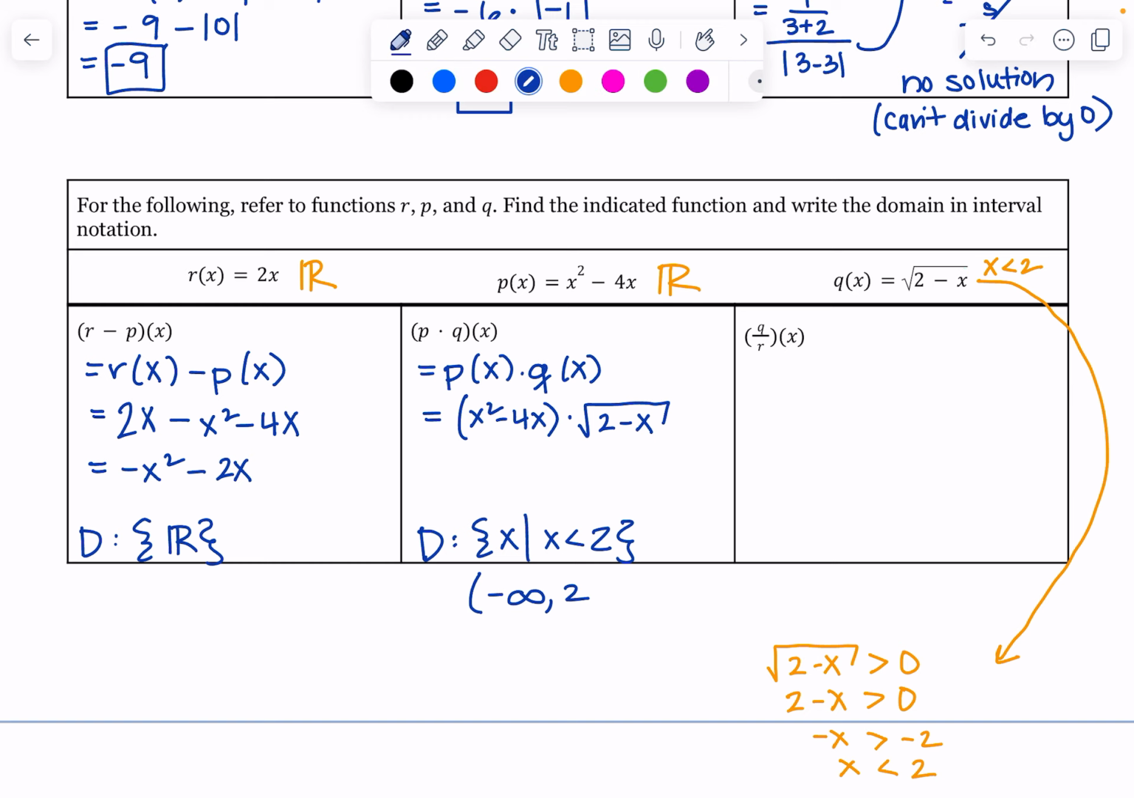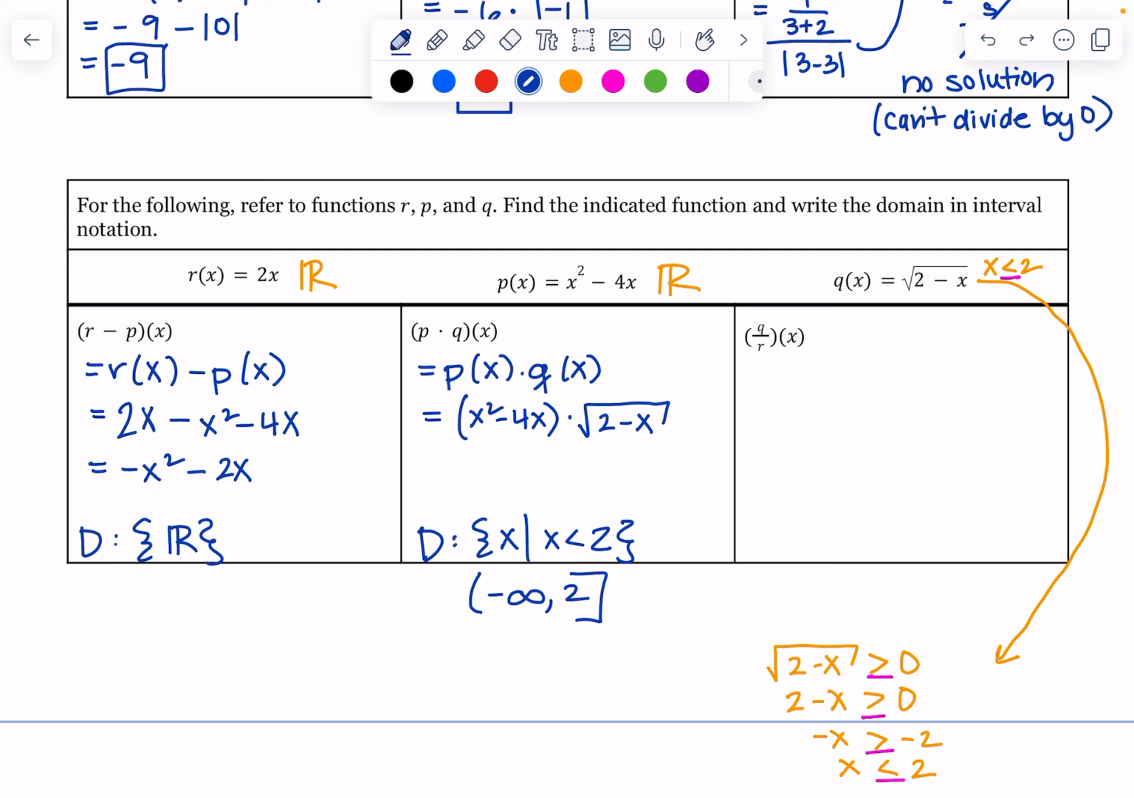So I need to go back here and say, okay, greater than or equal to 0, greater than or equal to 0, greater than or equal to 0, which makes this less than or equal to 0, less than or equal, or sorry, less than or equal to 2, less than or equal to 2 there. So right there, I adjusted.